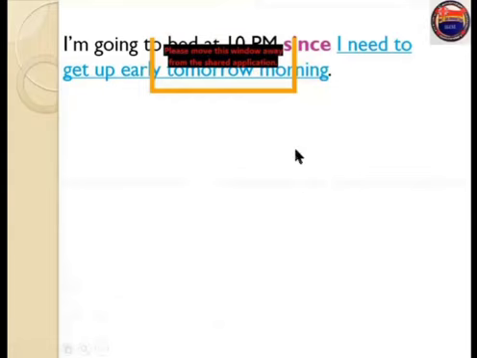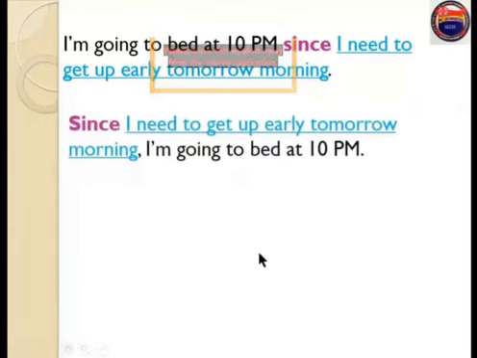I'm going to bed at 10 p.m. since I need to get up early tomorrow morning. You can use since between the two clauses, and you can also start with since. So you can say, since I need to get up early tomorrow morning, I'm going to bed at 10 p.m.